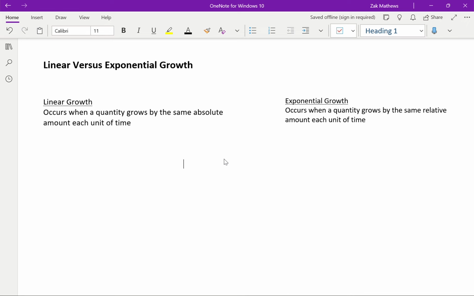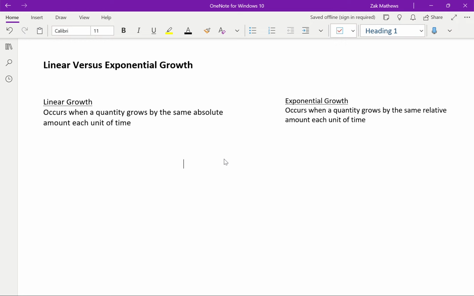Next, we're going to be taking a look at linear and exponential growth. So we want to understand first off, what is linear and exponential growth so that we can begin to look at how they vary, what are their differences. So let's start off with a pair of definitions. Linear growth occurs when a quantity grows by the same absolute amount each unit of time, versus exponential growth occurs when a quantity grows by the same relative amount each unit of time.